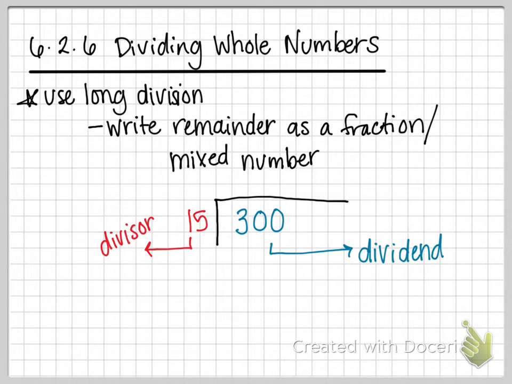The number outside, so this is saying 300 divided by 15. The number we're dividing by is called the divisor. It is the number that divides, the divisor. Okay, so dividend inside, divisor outside.